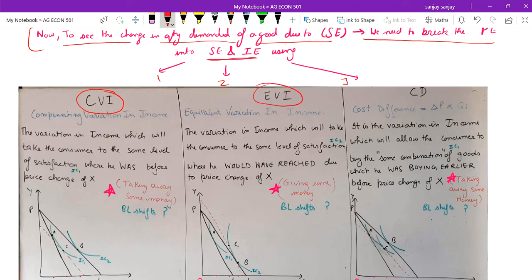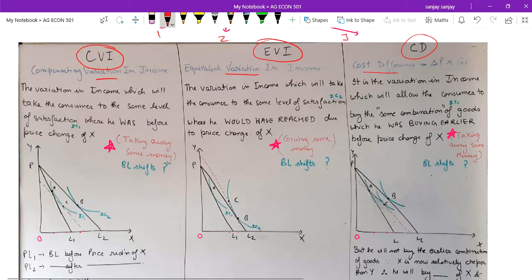There are three methods: compensating variation in income, equivalent variation in income, and cost difference. We'll be discussing them one by one and we'll be putting them against each other so that you can understand the difference also. It is very easy to understand, just keep focus. All you need to do here is pay your attention, nothing else. It gets very easy if you just try to focus here right now for 5 minutes, and otherwise it's a very confusing thing. What is compensating variation in income? Let's straight away jump here. Just forget the definition.